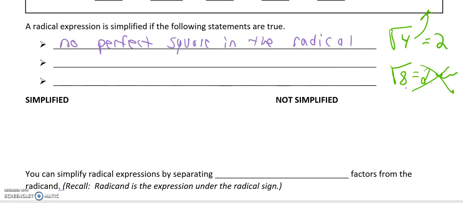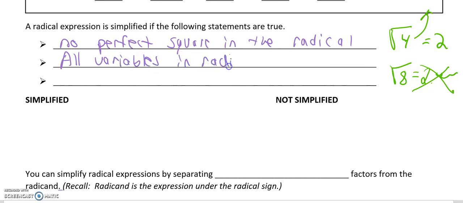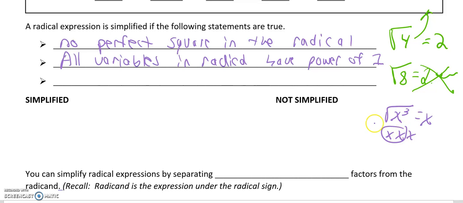The third rule is that all variables under the radical only have a power of 1. So we'll say all variables in radical have power of 1. If they have anything above the power of 1, then we should be using our rules from yesterday. Like if I have x to the third, you say that I have 3 x's. How many pairs can you get? You can get 1 pair, they move out, and then this sad, lonely guy is still inside. That is simplified. This is not simplified. So that's kind of what that one means.